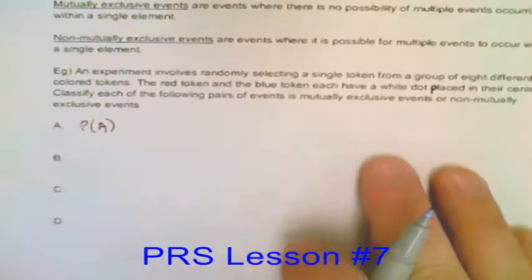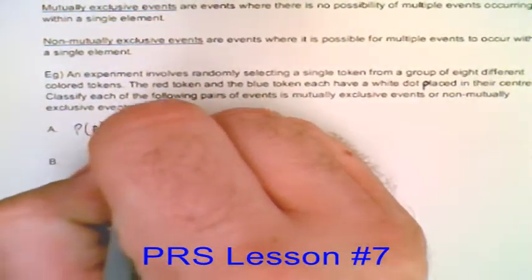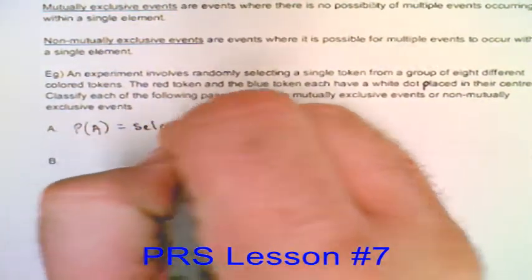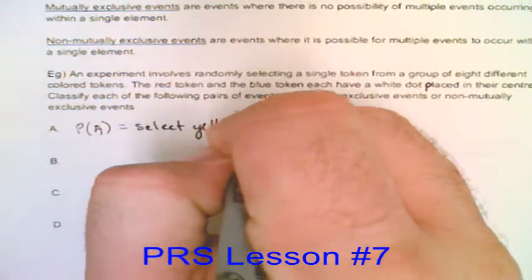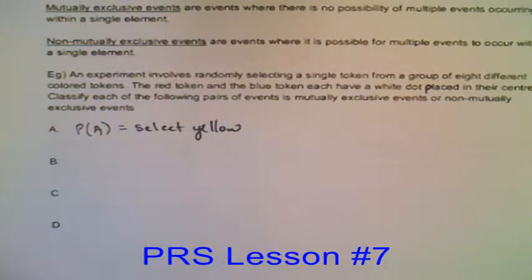So if I say event A, or the probability of A, is selecting a yellow token.